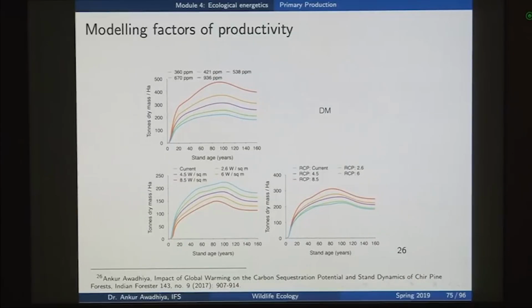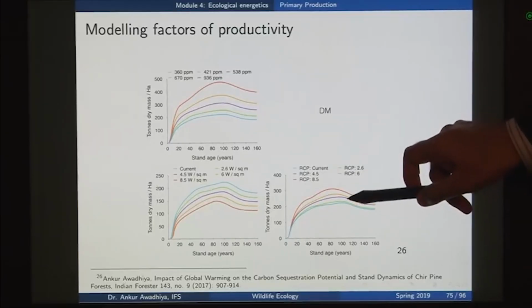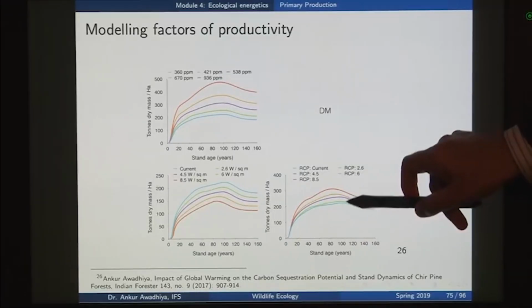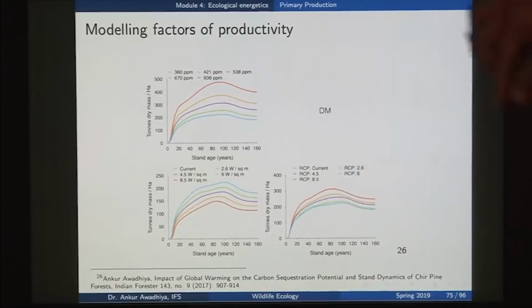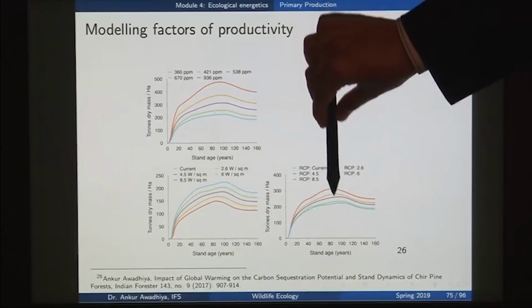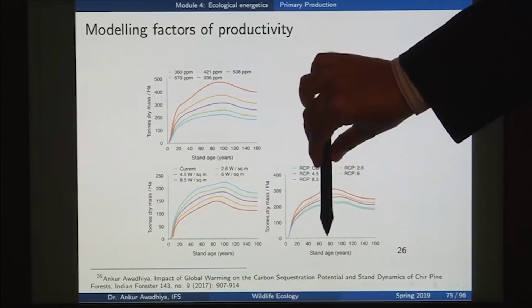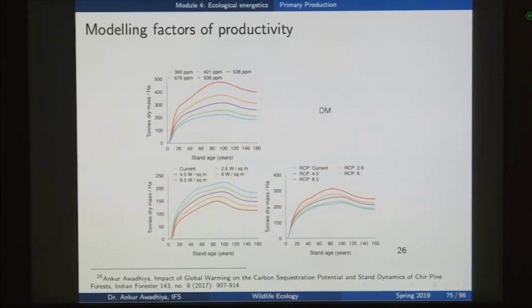Now, in this case we can observe that currently we should cut our forest at around 105 years, because that is the point where the amount of carbon sequestration has reached the maximum point. Now, with global warming that would reduce. So, this is a very significant finding. In place of 105 years, you will have to cut your trees at around 70 years. All these kinds of predictions can be made through modeling, because we are using all these equations of production and productivity.